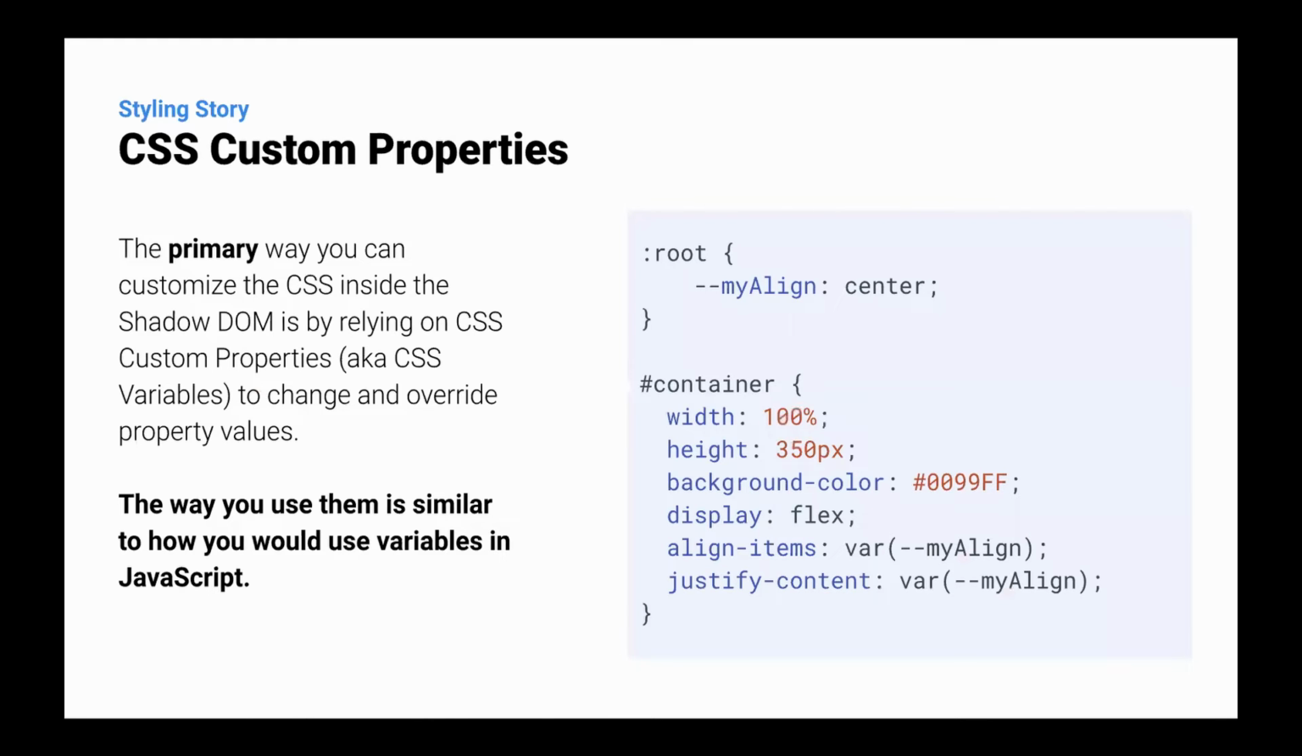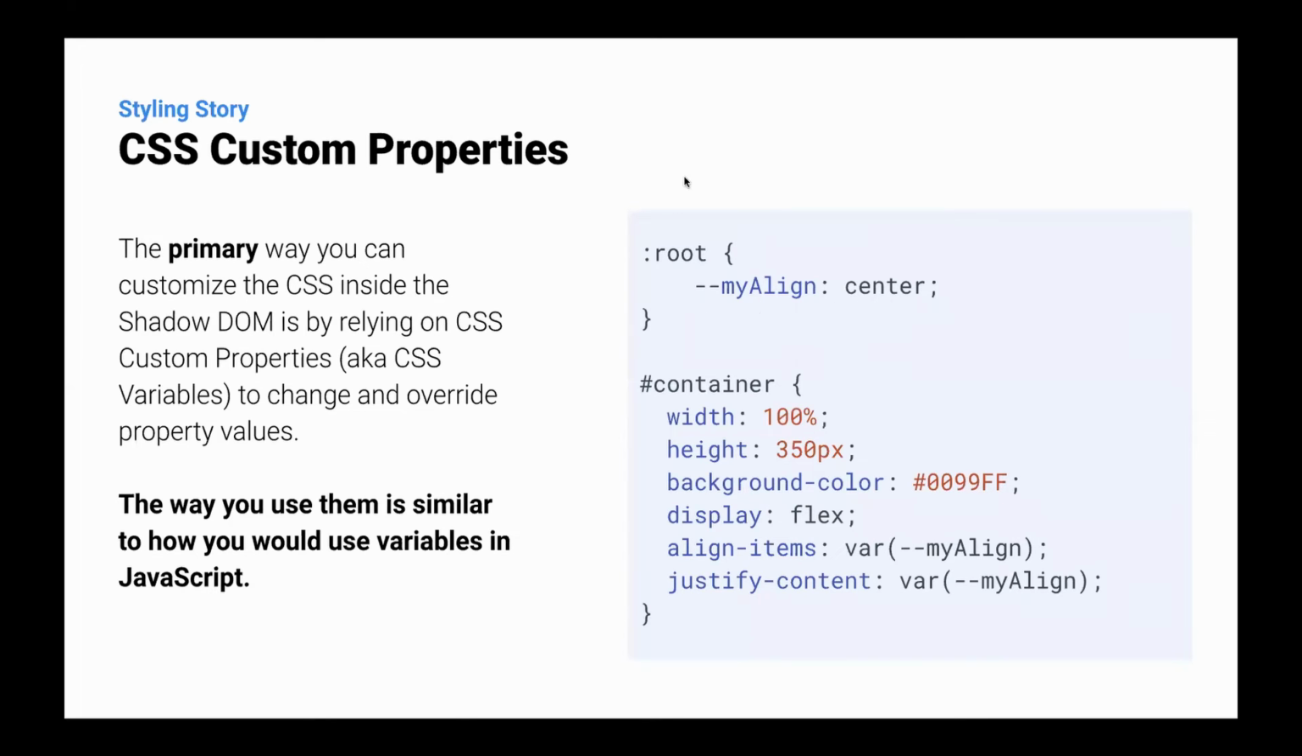The second one is custom properties. And the nice thing with properties, especially with a programming background, is they're very much like variables you might have in JavaScript, for example. The way you use them is, and I'll just go right to this example right here, where I have a variable called myAlign, its value is center.